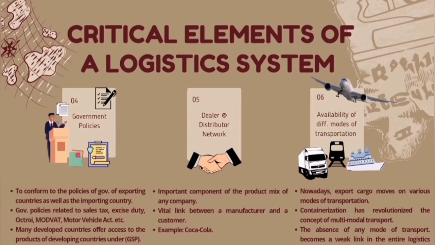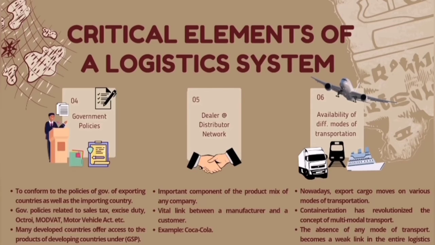A company can have an excellent product which is attractively priced and aggressively promoted, but if it does not have an efficient distribution system, its success in the market can fail. A dealer or a distributor is a vital link between a manufacturer and a customer. One of the classic examples is Coca-Cola.